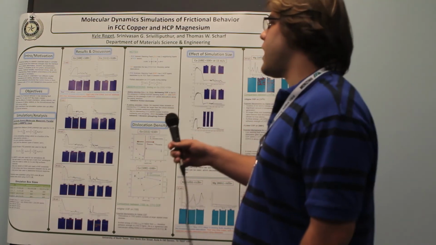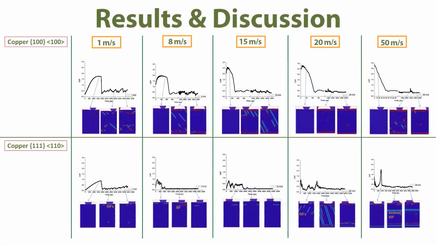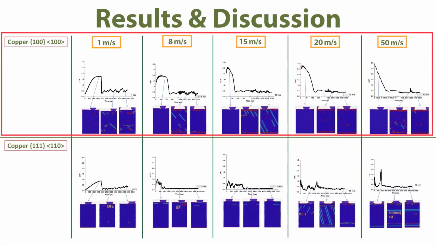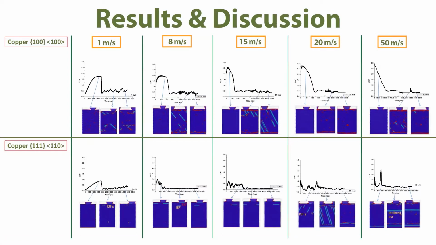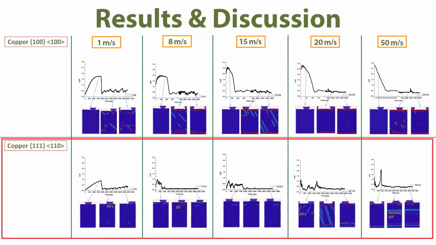So for copper, we did two orientations. We did the 100 family of planes with the 100 directions, and then we also did the 111 planes with the 110 direction. And you can definitely see similarities with the macroscopic scale, where the coefficient of friction for 111 is definitely lower than the 100 due to it being a close-packed plane.